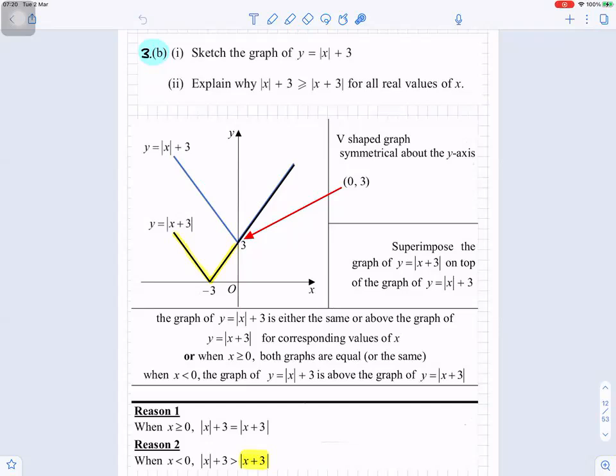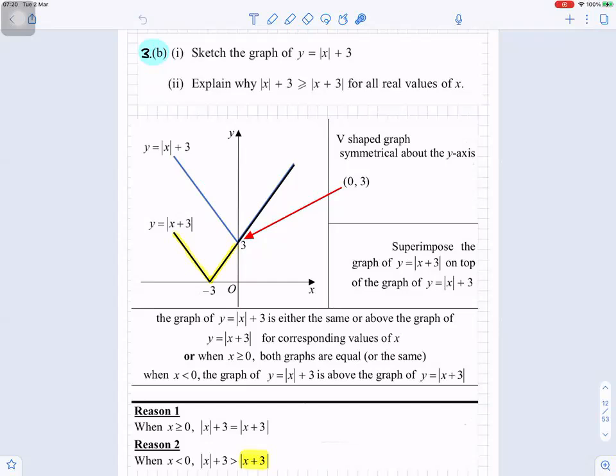So what you do, you superimpose the graph of y equals x plus 3 on top of the graph of y equals the absolute value of x plus 3. And you can see the part I've colored in yellow. That part there is below. So the graph of y equals the absolute value of x plus 3 is either the same or above the graph of y equals x plus 3 for corresponding values of x.